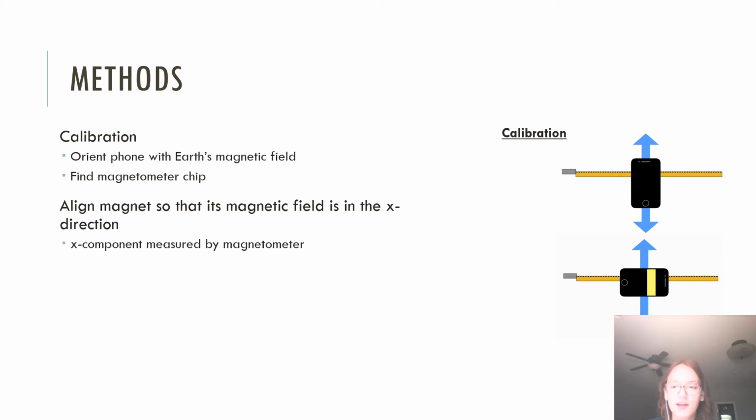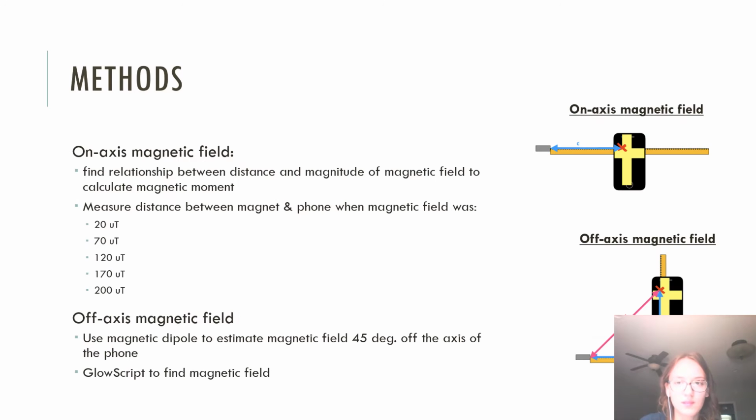Okay, so before we could dive into the measurements, we had to calibrate the magnetometer. We first had to align it with the Earth's magnetic field so that it wouldn't be influencing our readings. And then we had to move the phone up and down and side to side so that we could pinpoint exactly where the magnetometer chip was. It was right here on my device. After we located the magnetometer chip, we could position the magnet exactly horizontally across from the magnetometer chip to obtain our on-axis magnetic field readings.